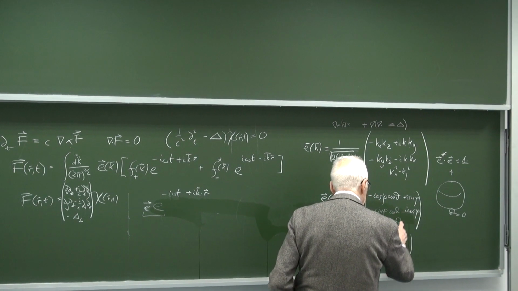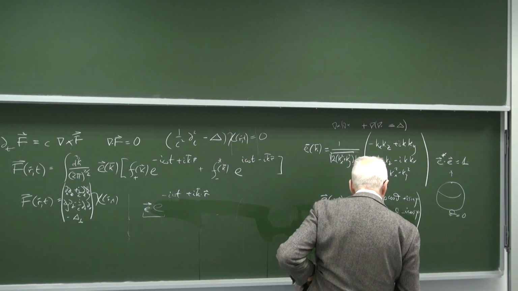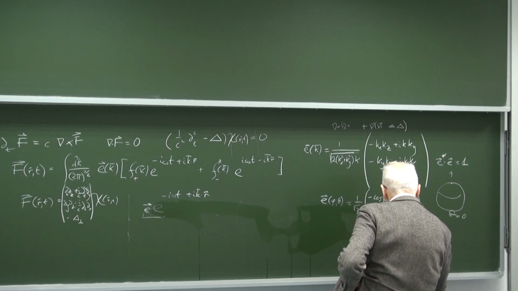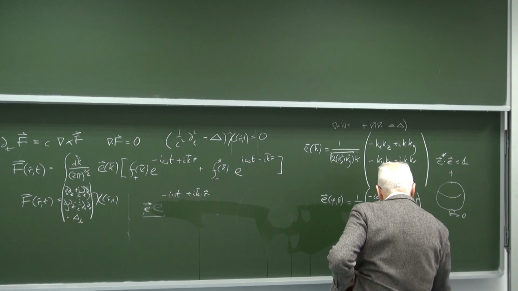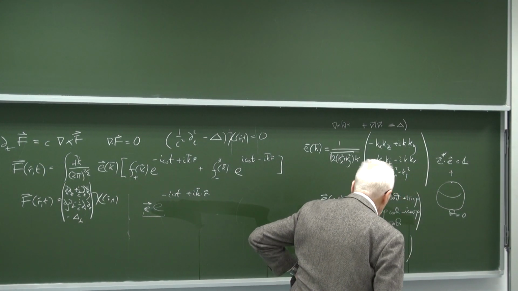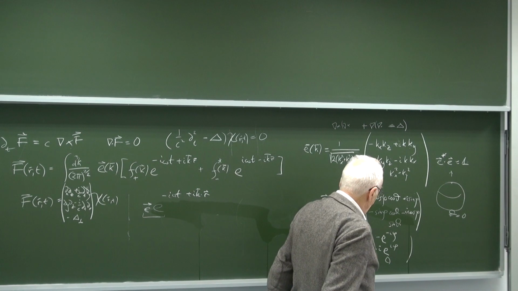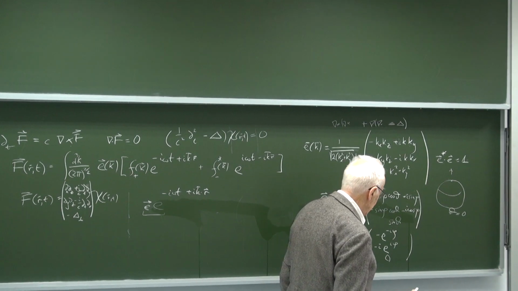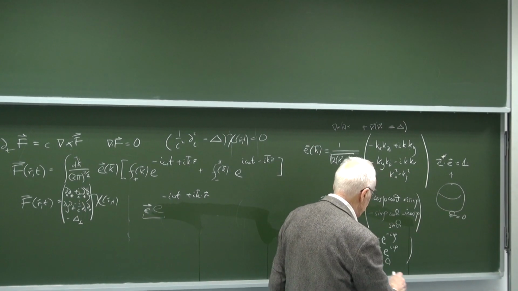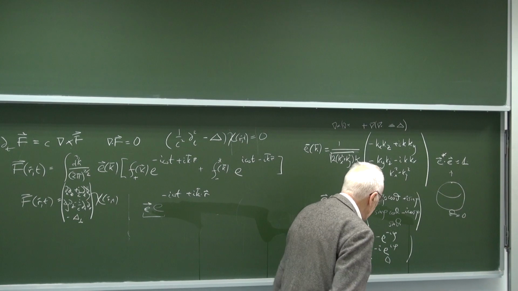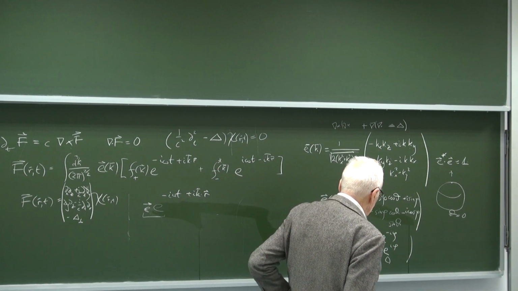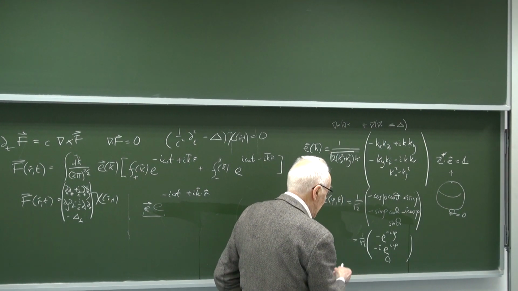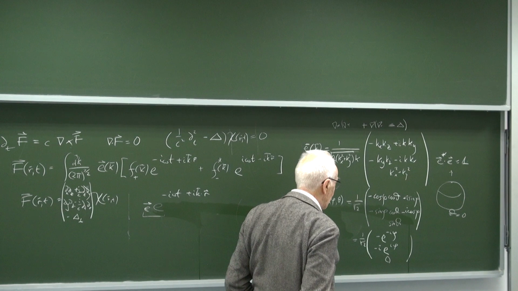I pull out minus i, so there will be e to the i phi, and 0 here, because I have chosen my propagation along the z direction. So we have such a simple wave, and you see the role of phi. Phi simply gives a phase to these two components.